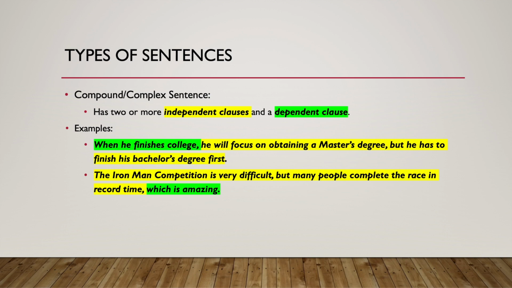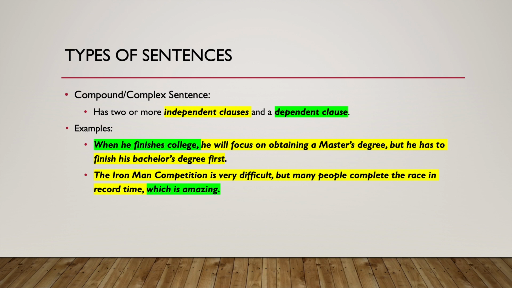But, and that's our coordinating conjunction, and remember there's always a comma before a coordinating conjunction. But he has to finish his bachelor's degree first. So that first sentence starts out with a dependent clause, but then it's followed by 2 independent clauses, 2 complete sentences. So it's more than just a compound sentence, it's a compound complex sentence.